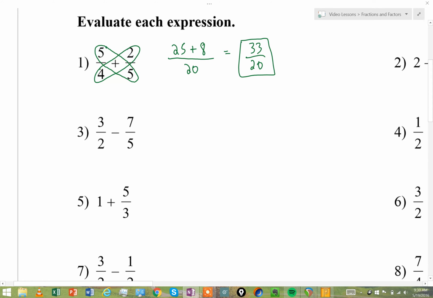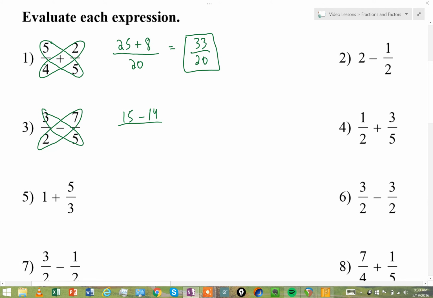So let's try again, this time with a subtraction. So now we'll start with 3 times 5 is 15, and then we write the symbol in the middle, which is minus, and then 2 times 7 is 14, and then we divide by the product of the denominators. 2 times 5 is 10. So the result is 1 over 10.